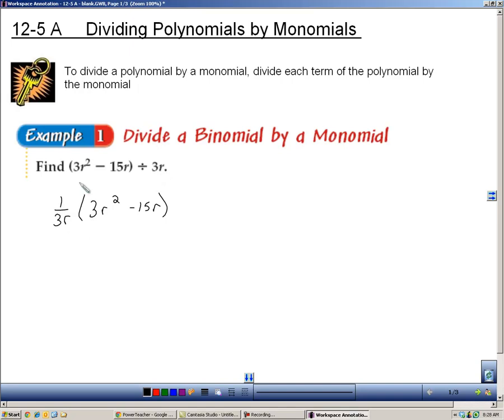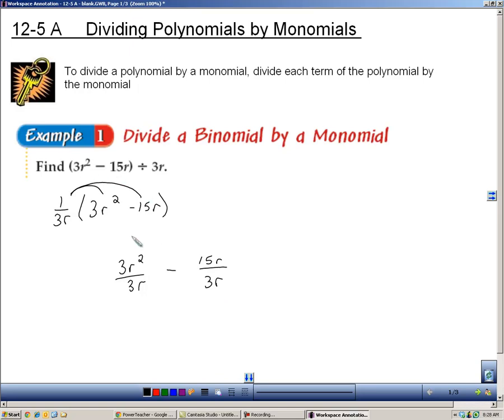Well, if we did that, we would distribute that fraction to each term. So what we're really doing is we're taking each term inside of the polynomial and dividing it by 3r. And then we're just going to write that minus sign down and then take 15r divided by 3r. So it's almost like we're distributing, but we're distributing the denominator of a fraction to each term in the parentheses.